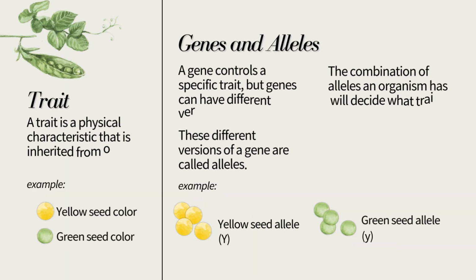A trait is a physical characteristic that is inherited from one generation to the next. For example, here is a yellow seed color and green seed color. Genes and alleles. Genes control a specific trait, but genes can have different versions. These different versions of a gene are called alleles. For example, the yellow seed allele is a capital Y. The combination of alleles an organism has will decide what trait is seen. The green seed allele is the small y.